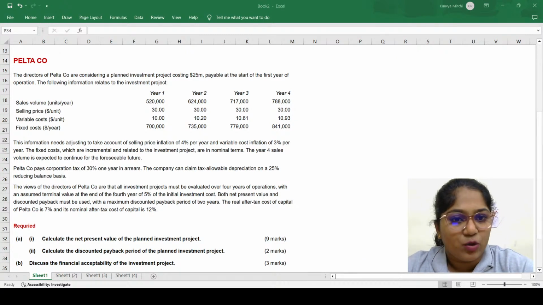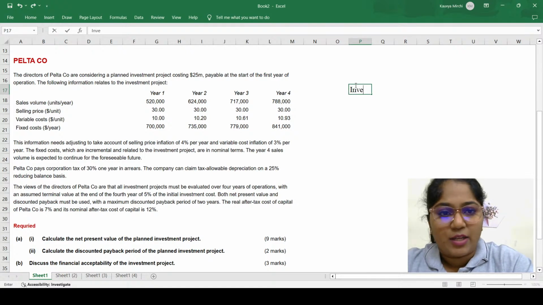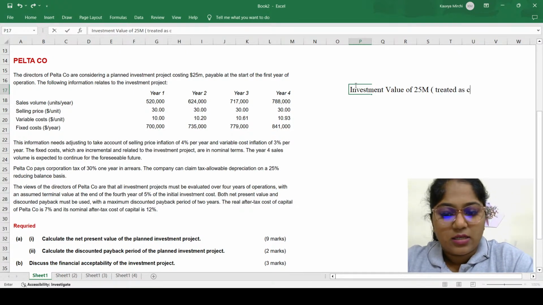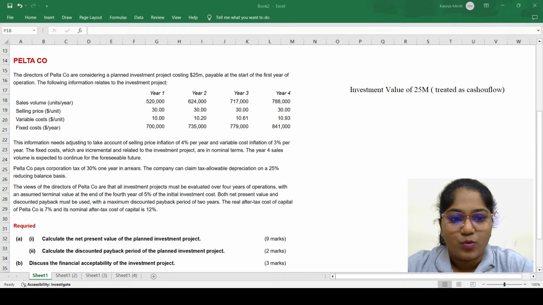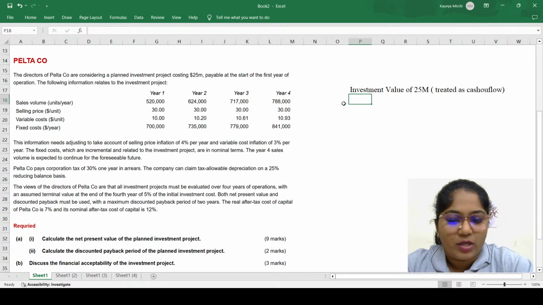So the moment I have a question, I would always worry about relevant cash flows. What and all is considered as my relevant cash flows. So now the investment value of 25 million will be treated as what? Will be treated as cash outflow. Do you guys agree? So investment value of 25 million will be treated as cash outflow no matter what. And they've clearly said it is at the start of the project.